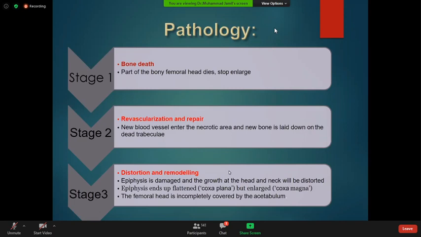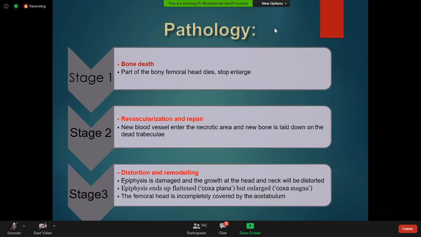Then there is a revascularization or repair stage. New blood vessels enter the necrotic area and new bone is laid down on the dead trabeculae. So either the patient goes to the third stage or resolves. A mild form of the chronic femoral head occurs when only a mild form of the femoral head dies. So sometimes the revascularization and repair process occurs.